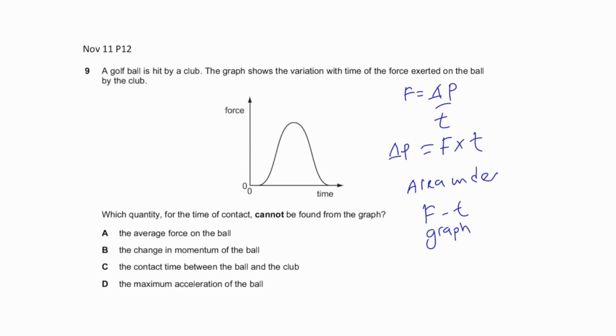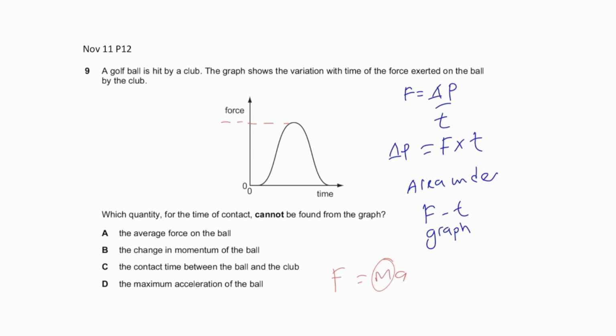D, maximum acceleration. Why can't we know the maximum acceleration? Because mass cannot be found. Correct, because mass is not known here. So you cannot find the acceleration, because acceleration you must get from F equals ma. Now, you can get the maximum force, but if you don't know the mass, you can't find the acceleration.